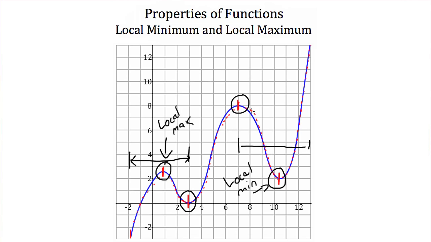These local maximums and local minimums occur when our function goes from being an increasing to a decreasing function, or a local minimum occurs when our function goes from being a decreasing function to an increasing function. Again, these are not the maximum or minimum spots on the function, they're just the local minimum or the local maximum.